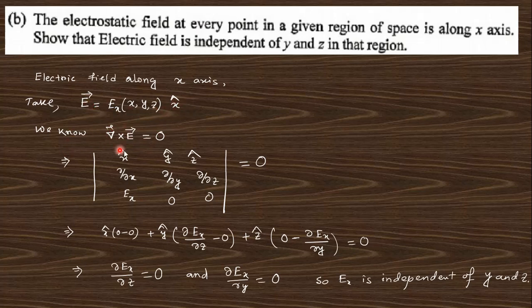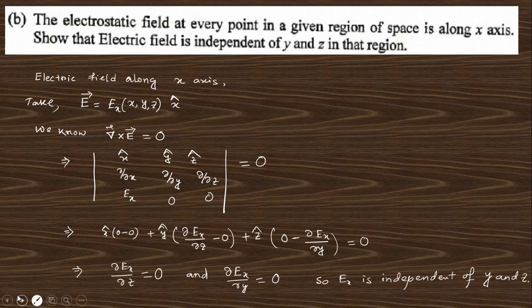You know, for an electrostatic field the curl of E is 0. So find the curl: Ex is the only one present and the others are 0. So in the case of x cap, it is 0 minus 0. In the case of y cap, del Ex by del z minus 0, and in the case of z cap, del Ex by del y minus 0. So you can see that the coefficient of y cap is 0 and the coefficient of z cap is 0. So del Ex by del z is 0, that means Ex is independent of z, and del Ex by del y is 0, that means Ex is independent of y. So Ex is independent of y and z.